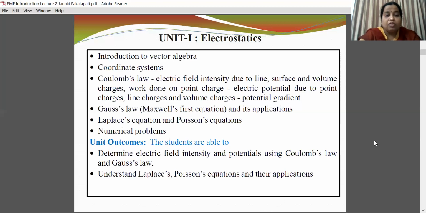Every outcome-based education system needs a few parameters, as discussed earlier, like what is OBE. In OBE, outcome-based education, we have several concepts like objectives and outcomes. The outcomes of the entire subject were discussed in the earlier lecture, but particularly for this unit, the students will be able to determine the field intensity and potentials using Coulomb's law and Gauss law, and also understand the concepts of Laplace and Poisson's equations and how to apply them in finding the field intensity and potential calculations.